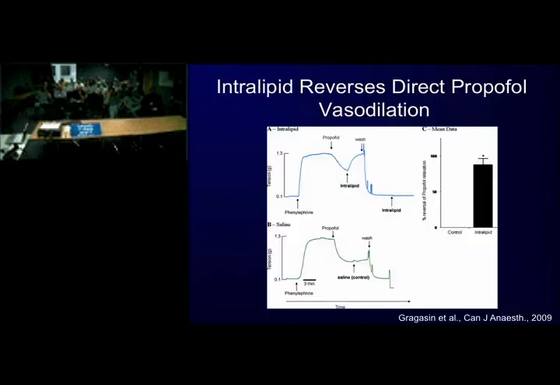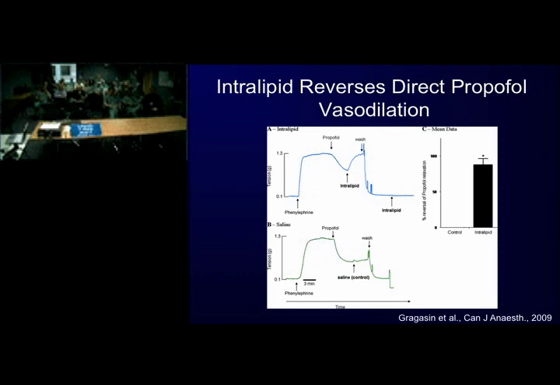So this is some of the preliminary work that we published as a letter in the CJA in 2009. I'll walk you through some of these curves. These are raw tracings of what happens when we give propofol and Intralipid to this blood vessel. On the y-axis here is tension. Following phenylephrine, which causes constriction and increases tension, we added propofol, and you can see this reduction in tension, which translates to vasodilation. And you can see that above and below here in the blue and the green.